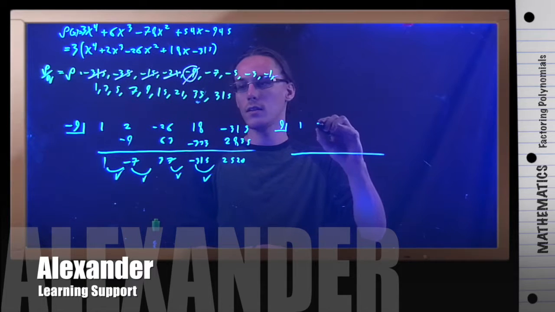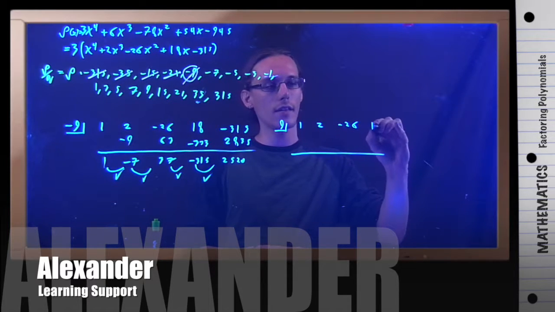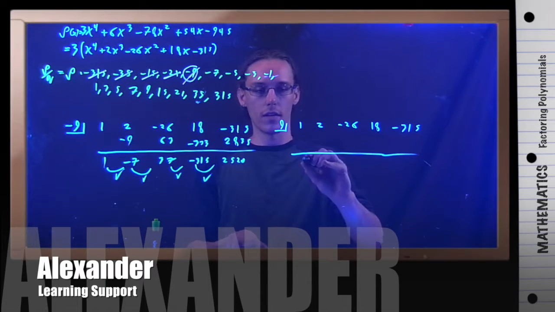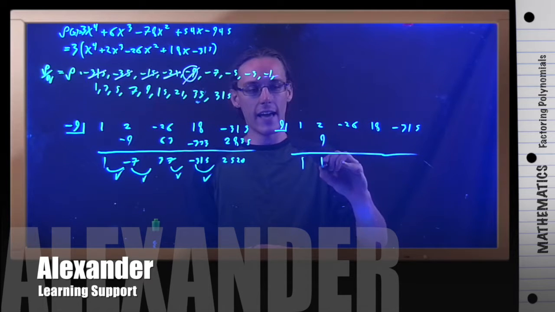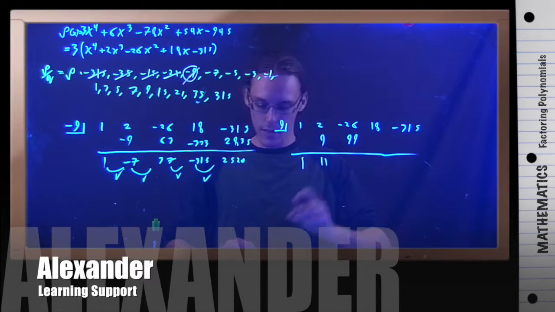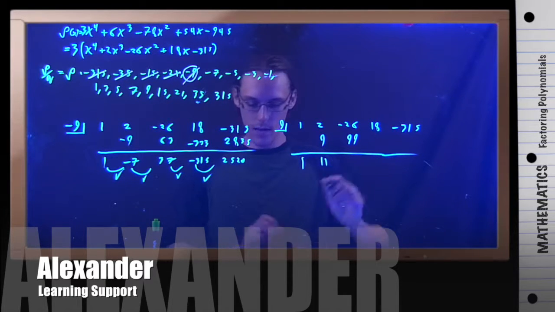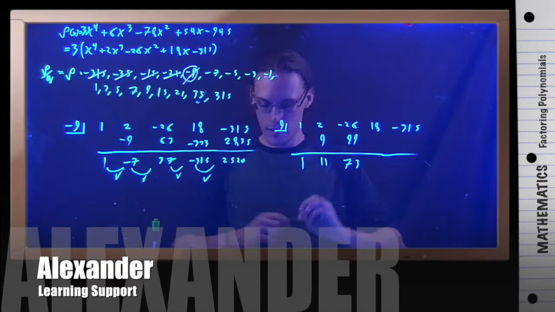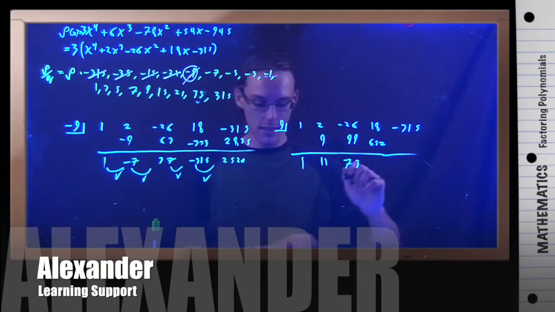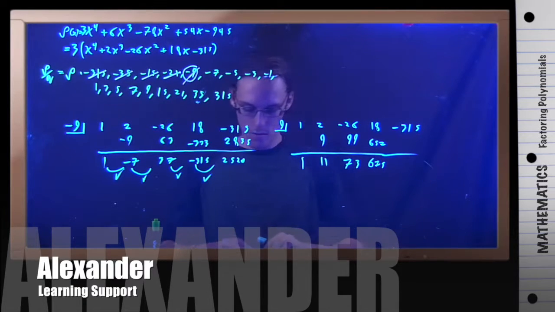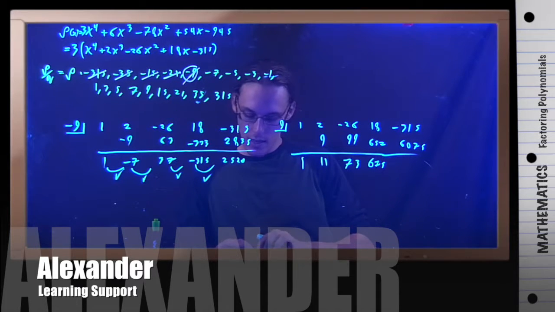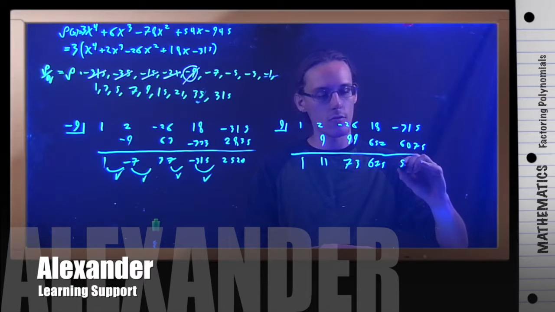Same numbers, 1, 2, negative 26, 18, negative 315. Okay. Bring down the 1. 1 times 9 is 9. Add that, I get 11. 9 times 11 is 99. Subtract 26, I'm going to get 73. 73 times 9 is 657. Add that to 18, I get 675. Multiplied by 9, I get a ridiculously large number, 6,075. And subtract 315. So I get this.